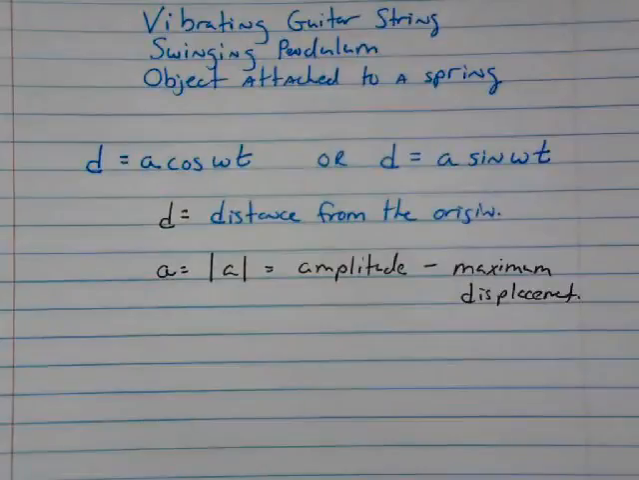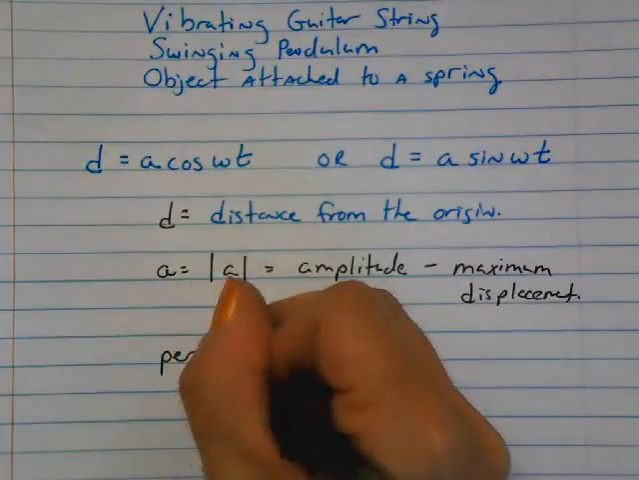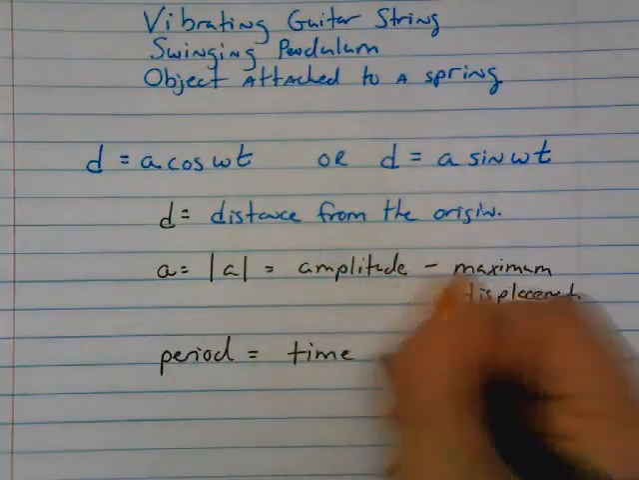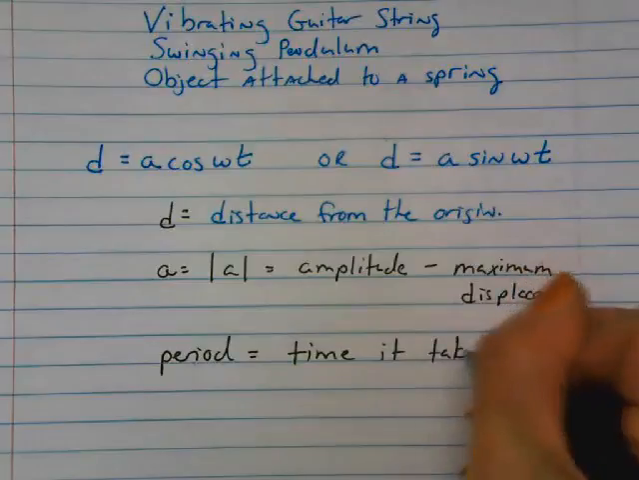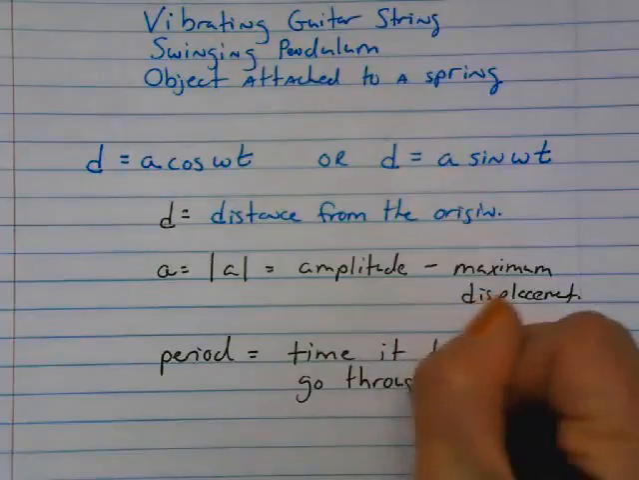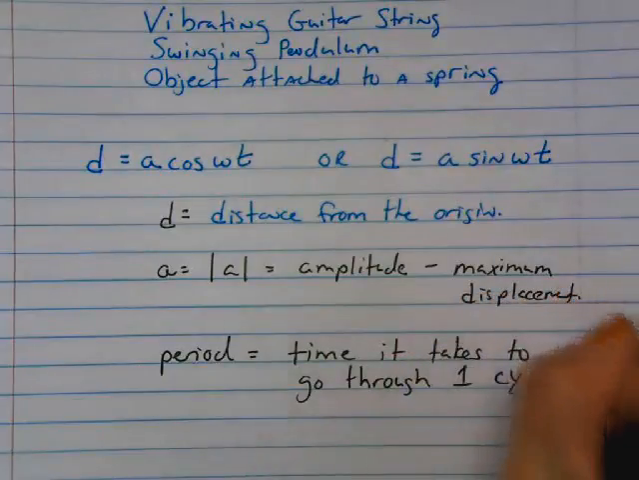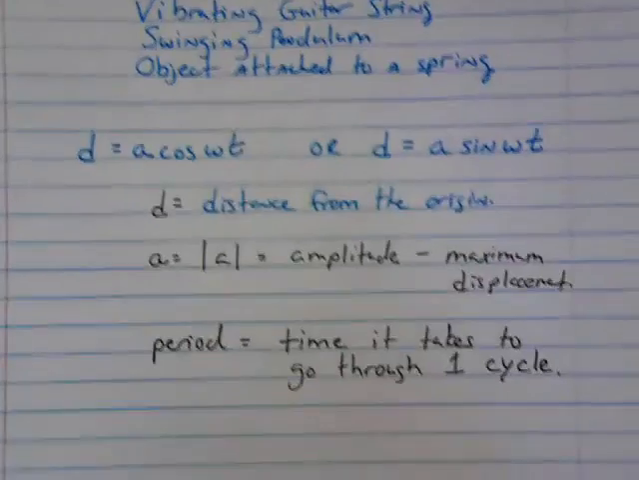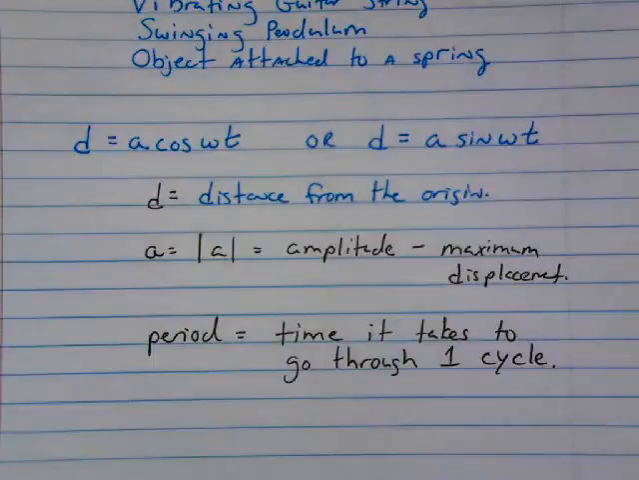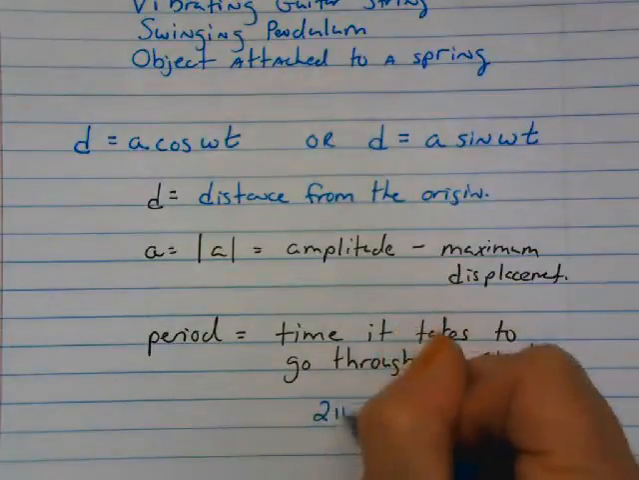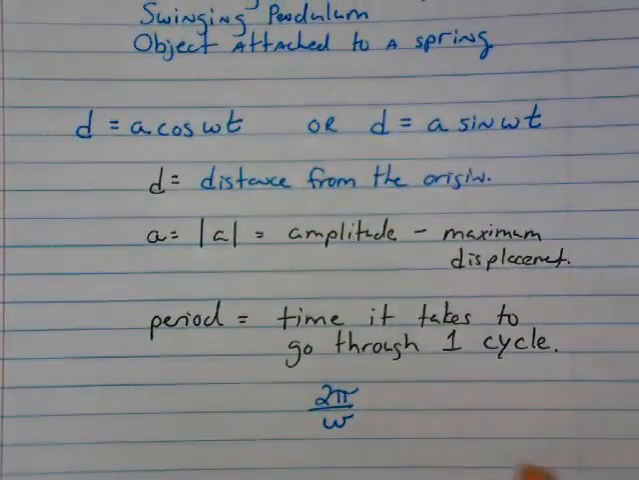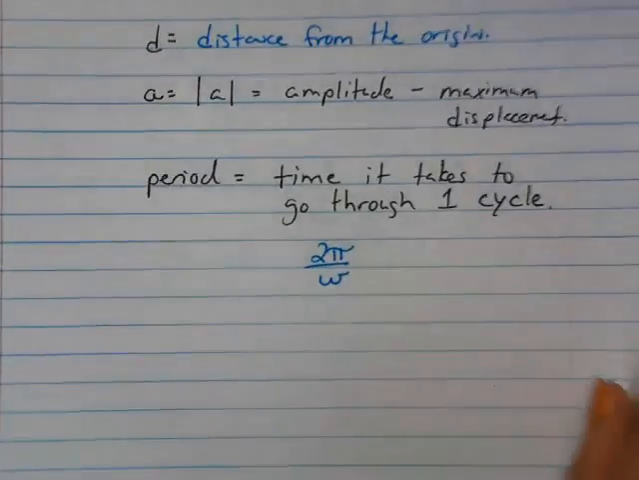Okay, two more. The period, remember, is the time it takes to go through one cycle. It's defined as 2 pi over W. And the last thing we need to talk about, T is just time.